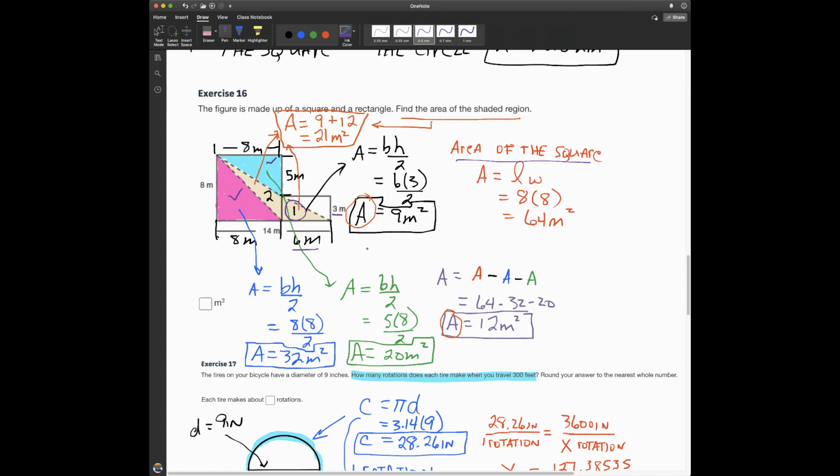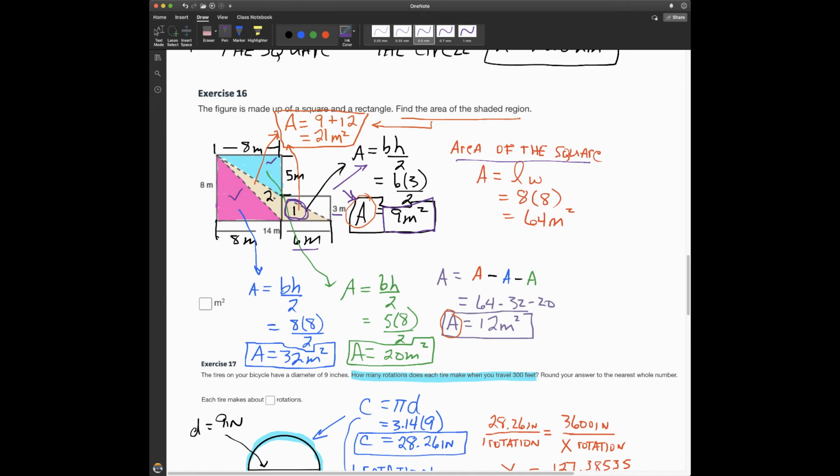Okay. Number 16. This one's a lot of writing, but basically I need to figure out what's the area of this triangle. I'll call it number 1. And I do that work over here. And I get an answer of 9 meters squared. For the area of triangle number 2, first I need to calculate the area of each of these colored triangles.